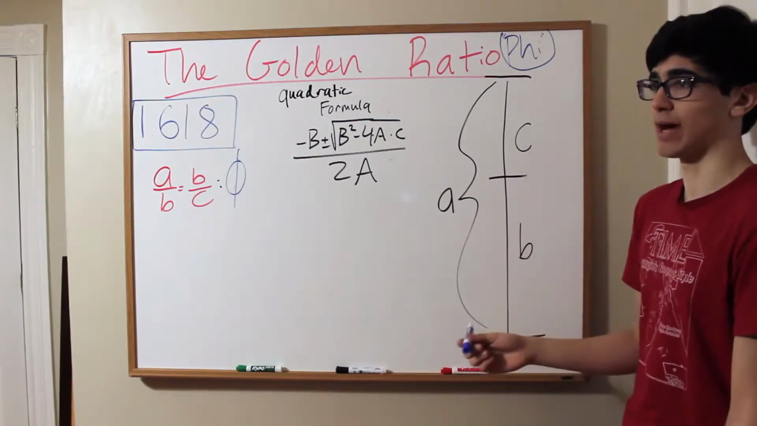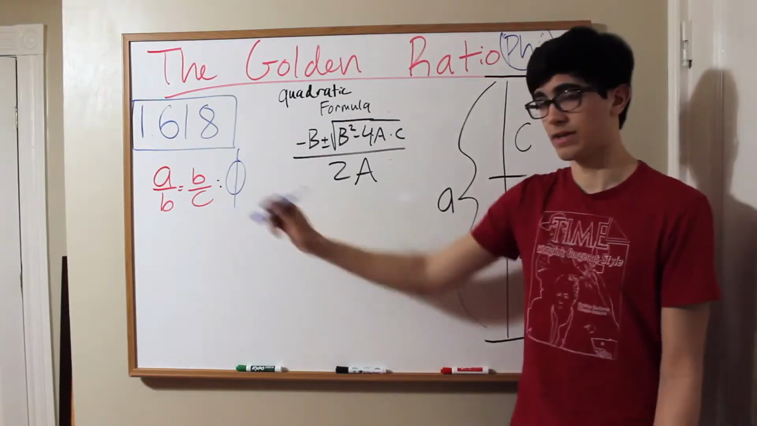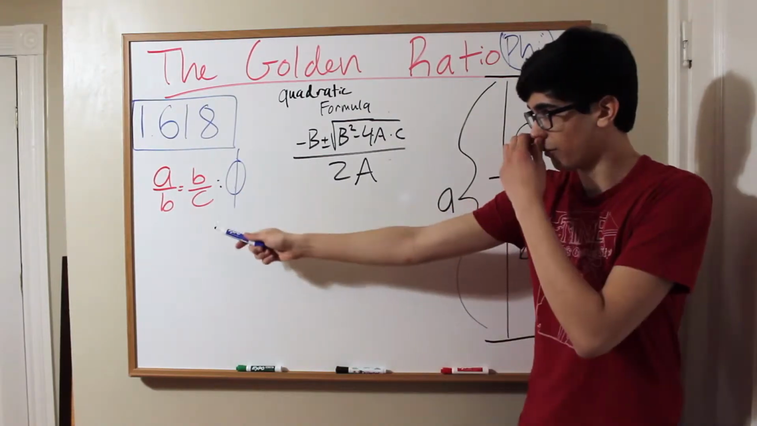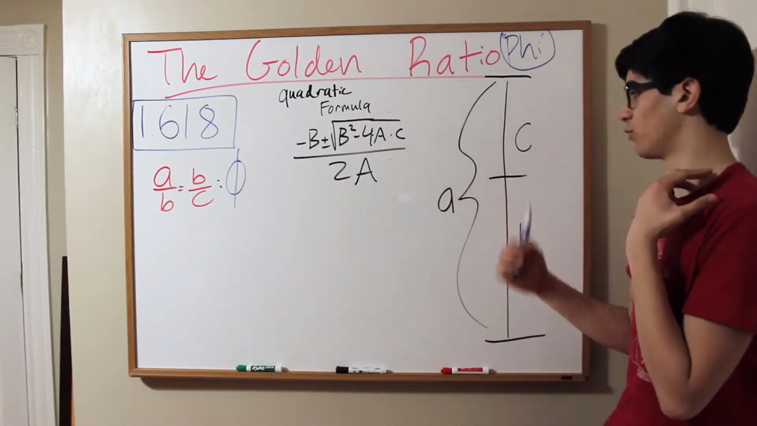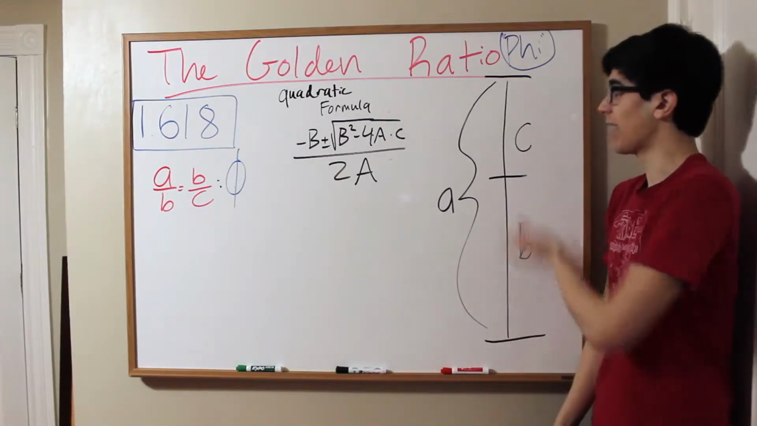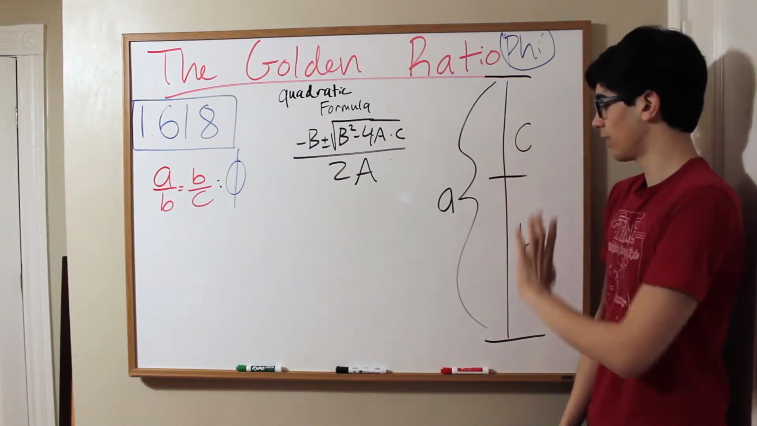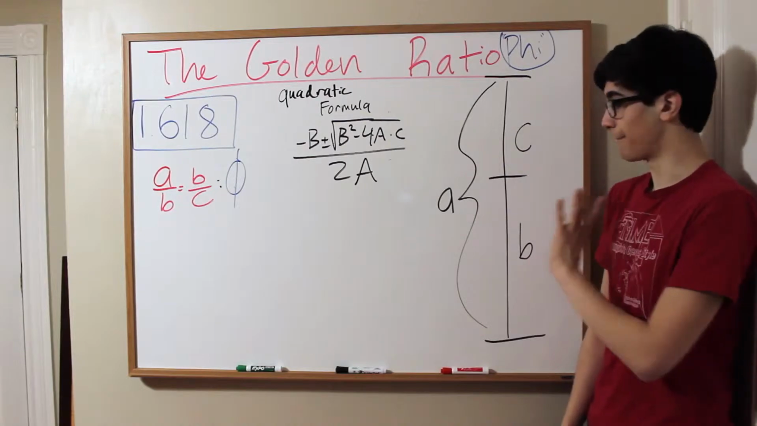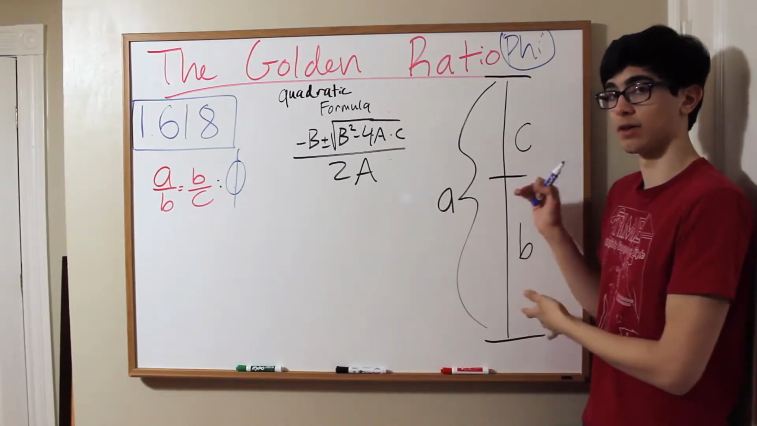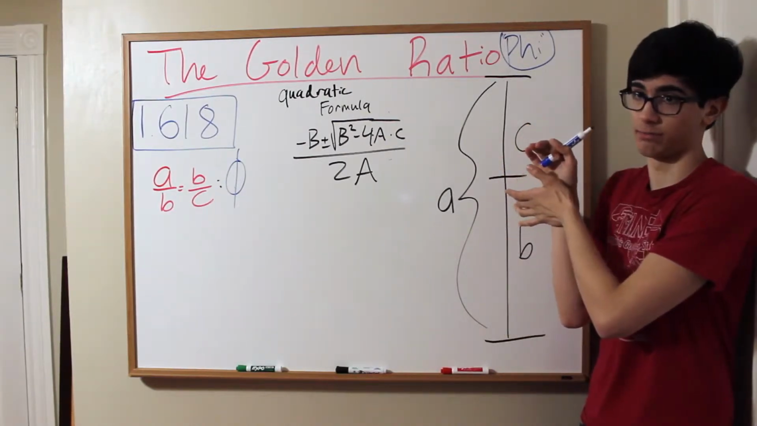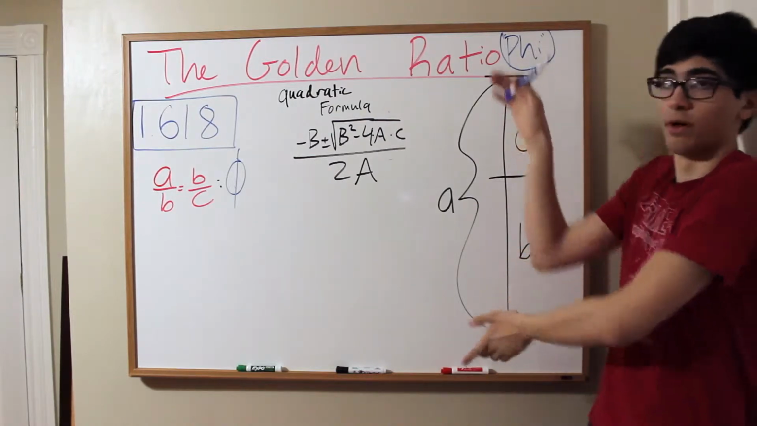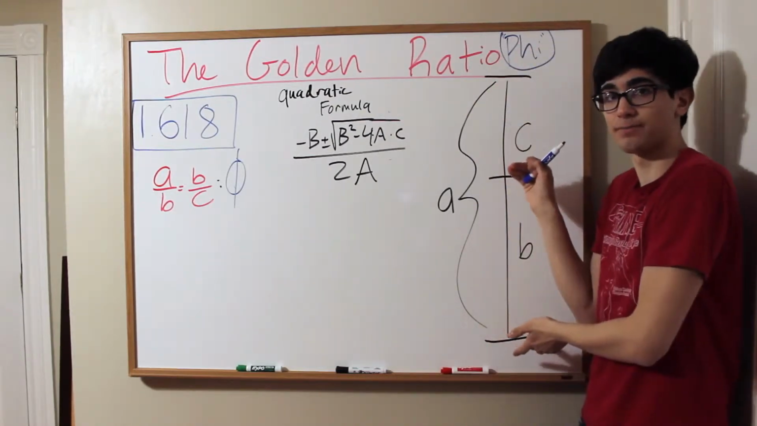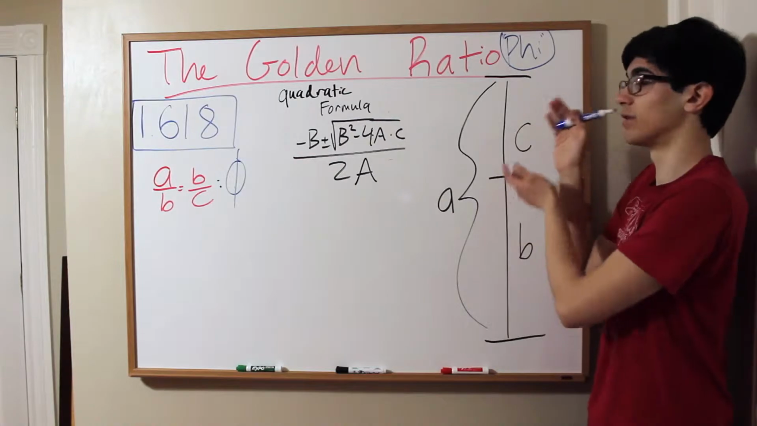The golden ratio is only magical and special if this proportion is true: A over B equals B over C. And if you watch my last video, you'll know that A is this big segment we have here, and we split it into two segments, B and C. B is the larger division, C is the smaller division, by definition. So the big segment to the larger division is equal to the larger division to the smaller division.